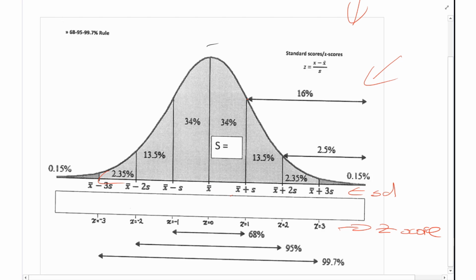Just remember that questions can arise where it can be asking for basically that 16% part or that 2.5% or that 0.15 here or that 0.15 down here. Okay, and you have to be aware of what that means.